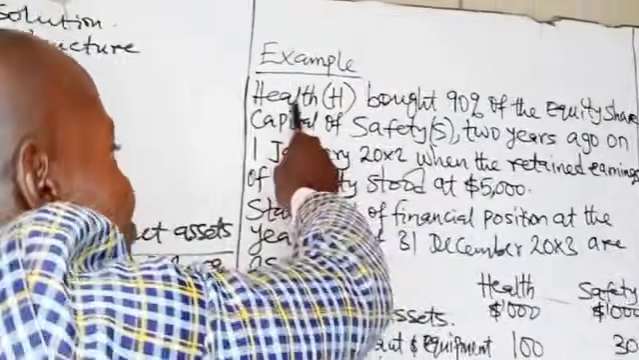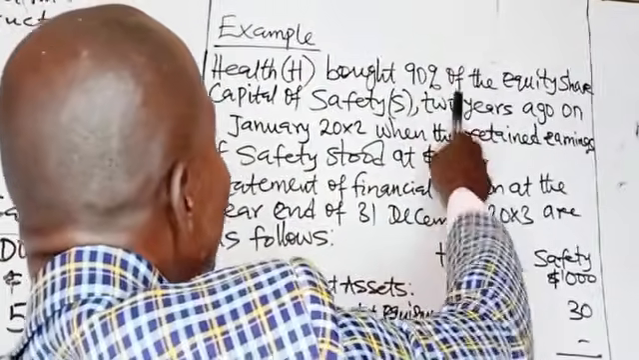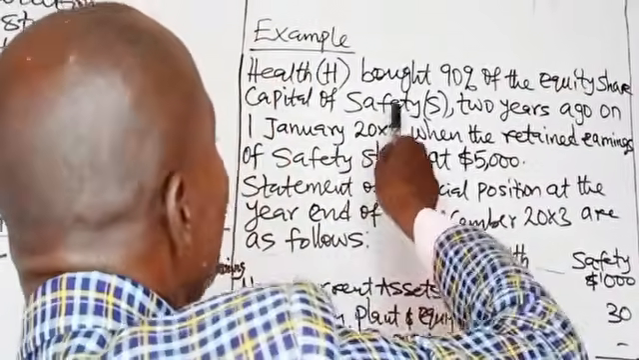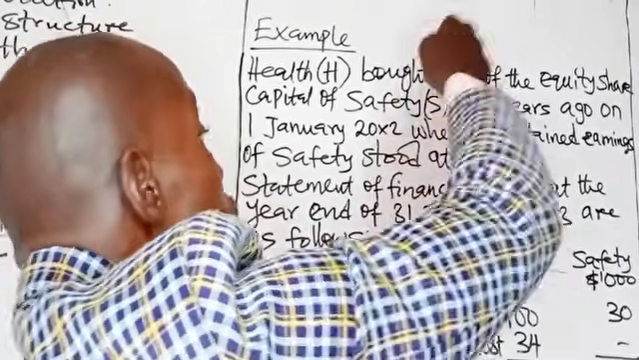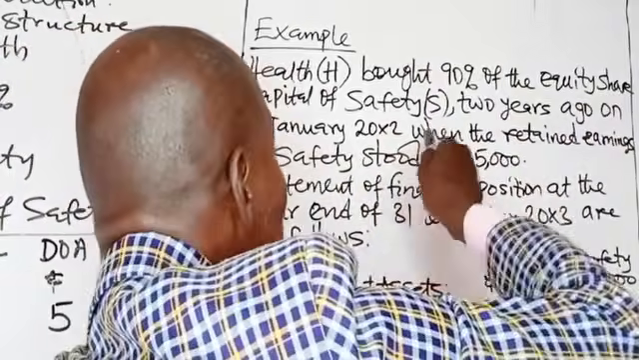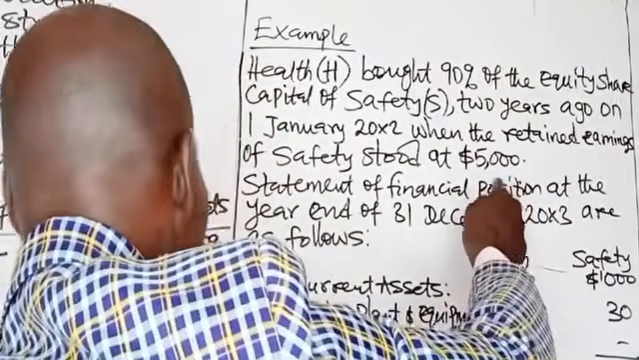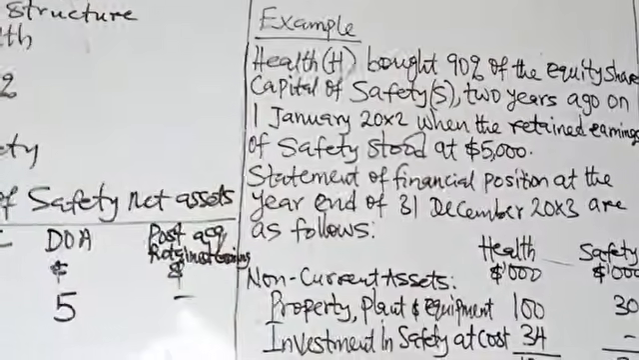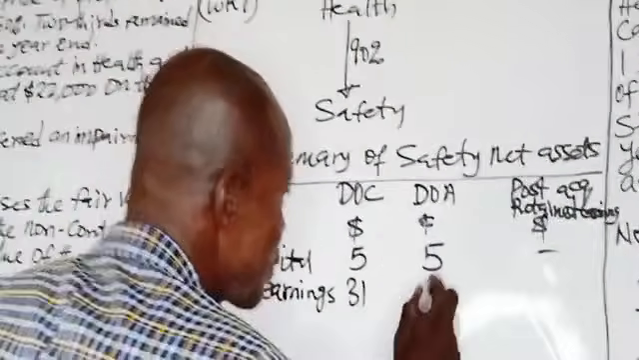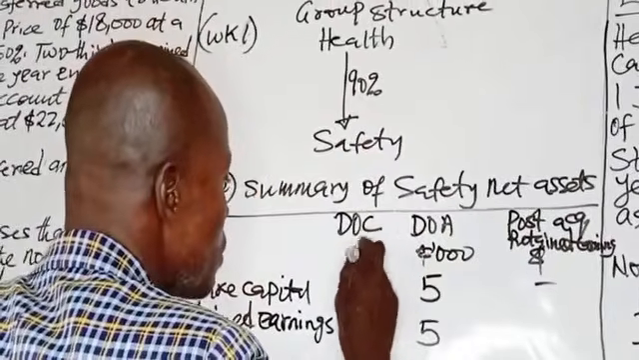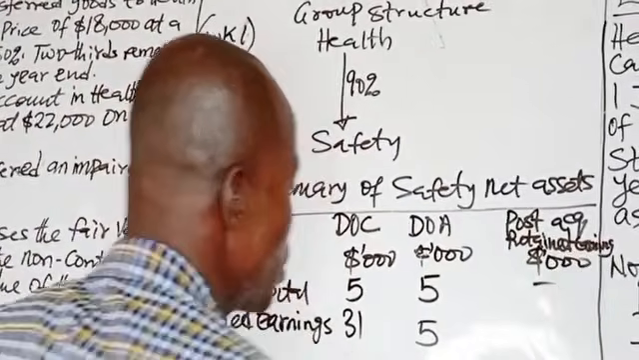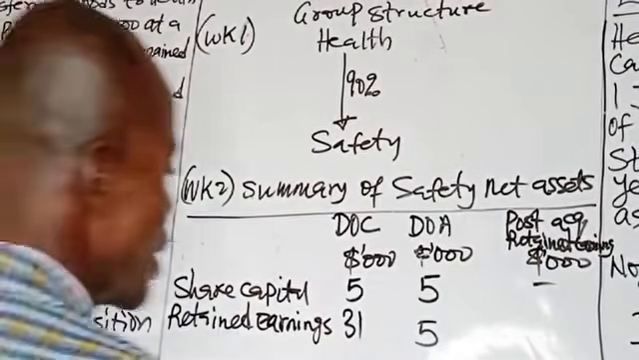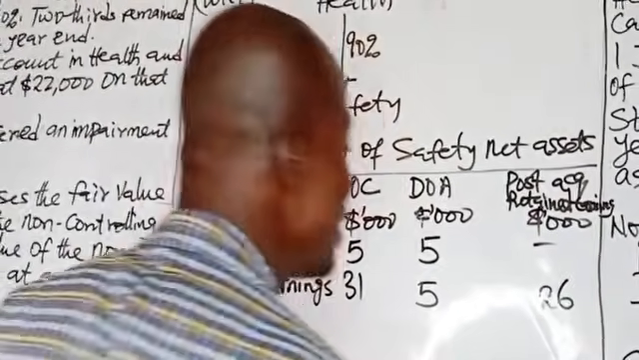Then your retained earnings. Back to your question, where you have information about acquisition. You were told Head bought 90% of the equity share capital of Safety 2 years ago on January 20X1. This is the date of acquisition, when the retained earnings of Safety stood at 5,000 naira. This is the retained earnings of subsidiary at the date of acquisition. So the retained earnings is 5,000. Subtract 5,000 from 31,000, that will give us 26,000. Please take note of this.